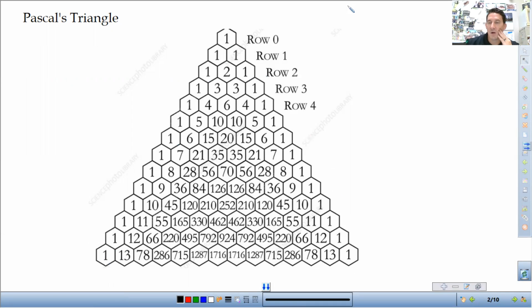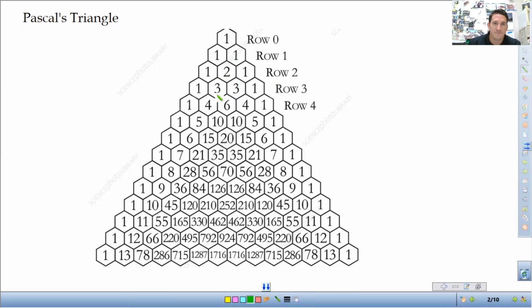All right, to get the middle numbers, the numbers on the inside, what you do is you add the two numbers above it. So 1 plus 1 is 2. All right. So 1 plus 2 is 3. 2 plus 1 is 3. And you add the two numbers above it. So 1 plus 3 is 4. 3 plus 3 is 6. And so that's how you get the next row down here.